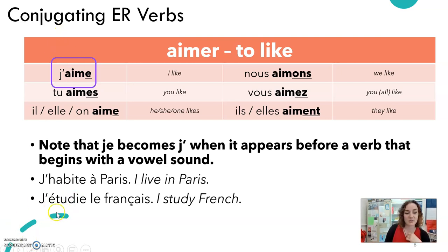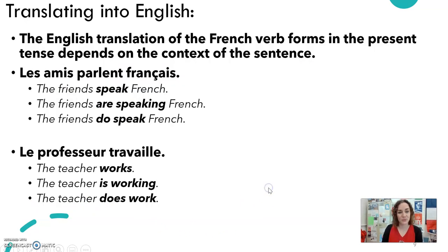Here are two more examples below. J'habite à Paris. I live in Paris. J'étudie le français. I study French. J'habite, j'étudie. I'll do a J apostrophe to make that sound very smooth.